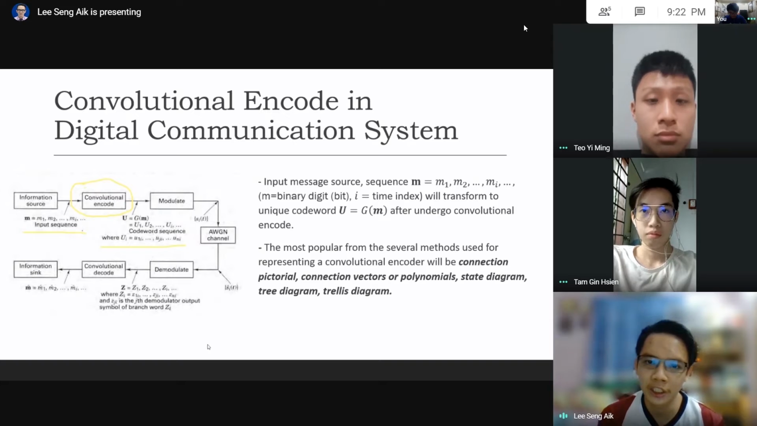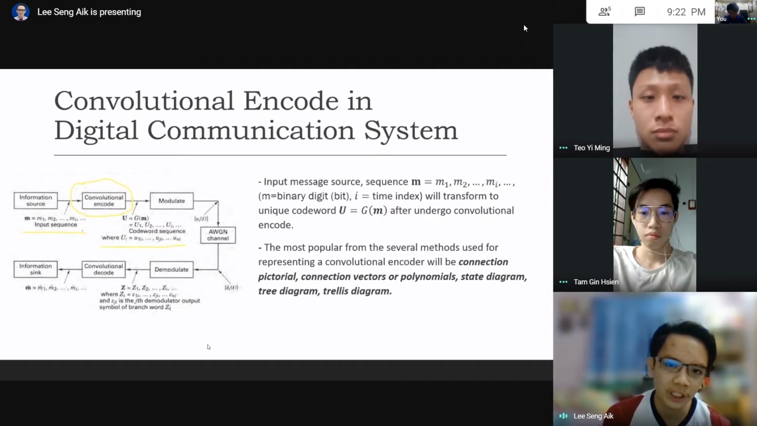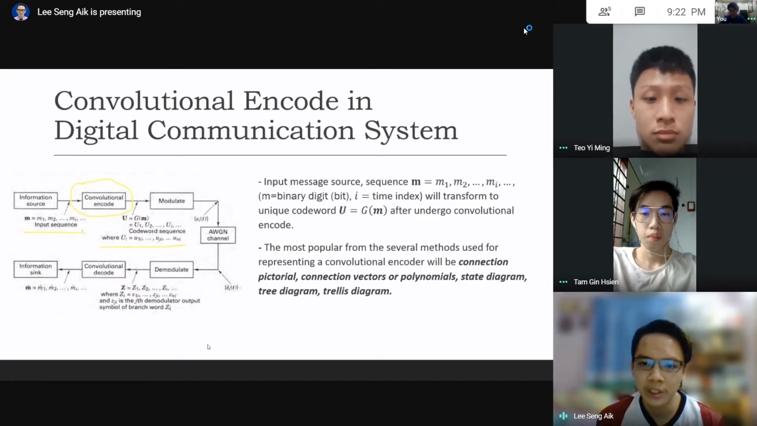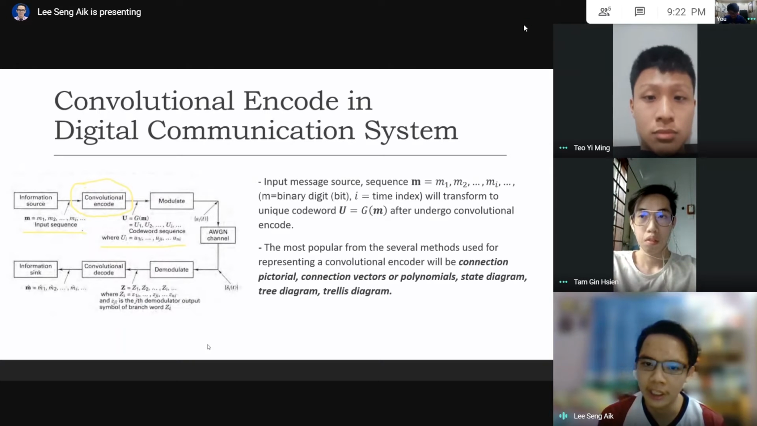Convolution encoder in digital communication system. The diagram on the left shows the digital communication system. Input message source sequence M equals M1, M2, and so on. M is a binary digit, which is a bit. The i is the time index. It will transform to a unique code word U equals G(M) after undergoing convolution encoding.